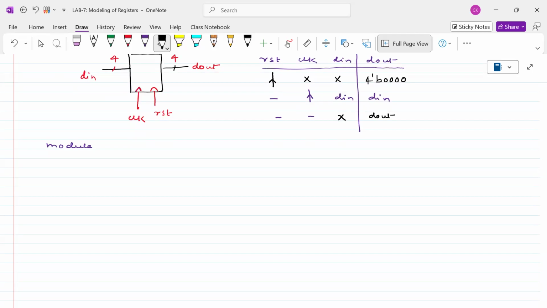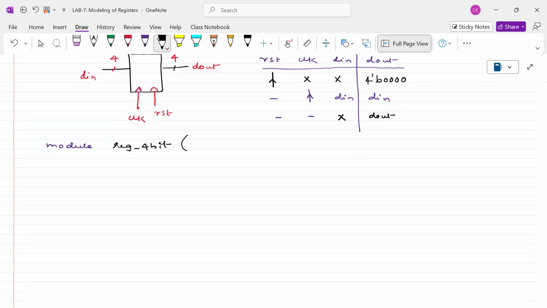Okay. By the way, let me start in this way. Module, reg. Let me write in this way. If you write like this, it's very problematic. You should not write like this. Somehow we have to write an addition, 4 bit.